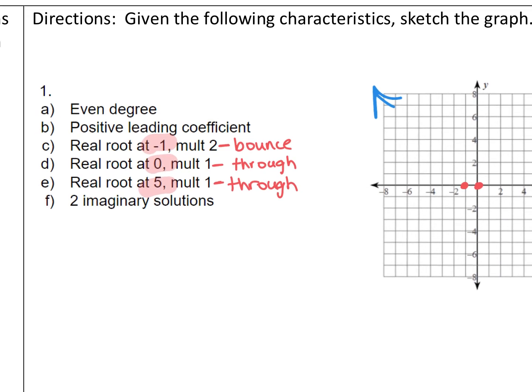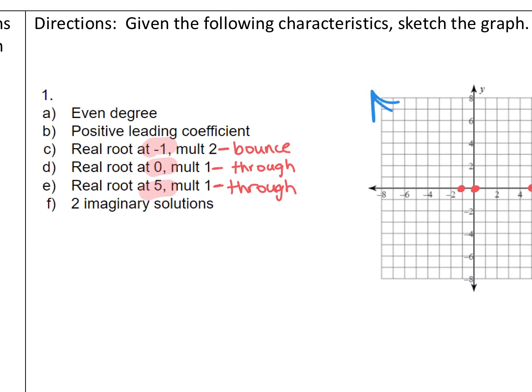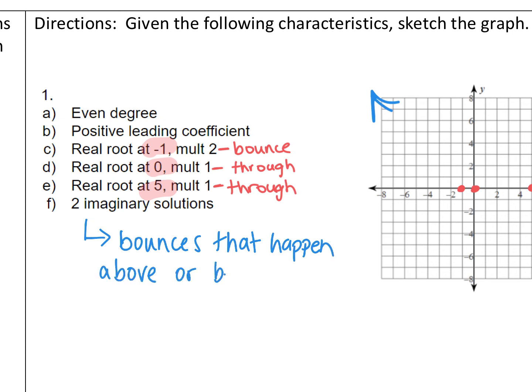Okay, and then the last new thing that we've not talked about: imaginary solutions. Sometimes these show up. They don't always show up, but sometimes they do, okay? And these are just going to be bounces that happen above or below the x-axis. These cannot happen on the x-axis, okay? If they did, they would be real solutions. These have to happen above or below, okay?